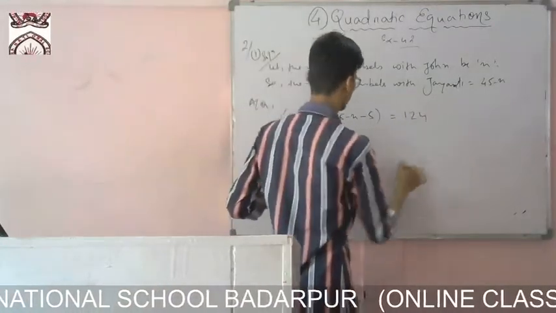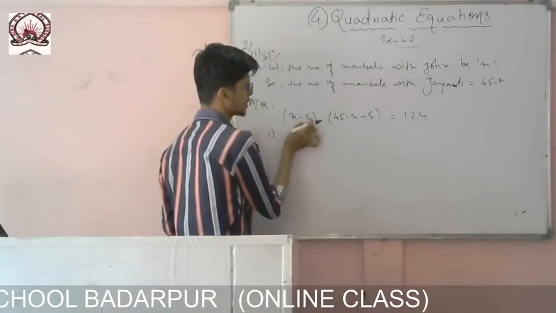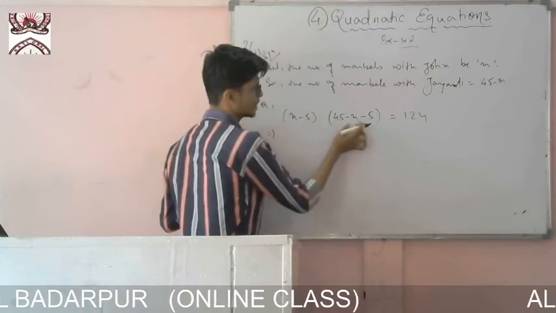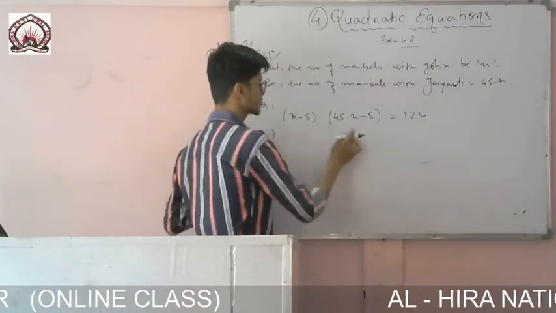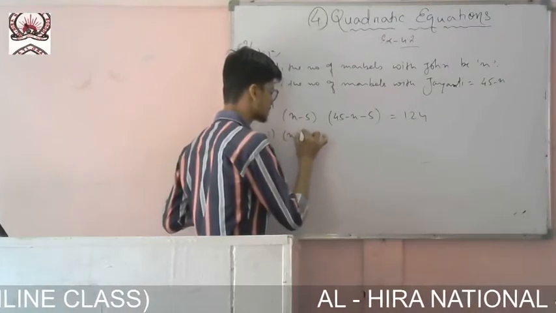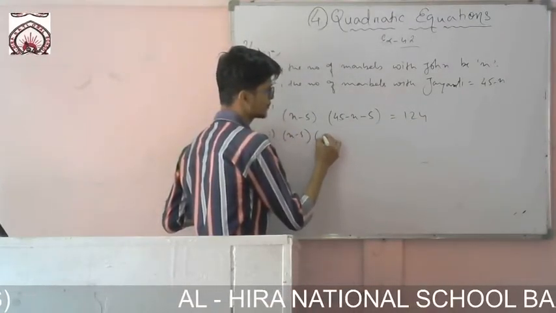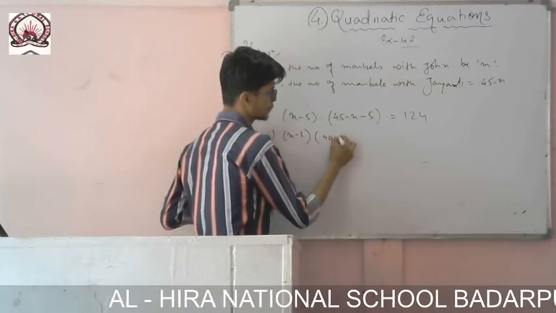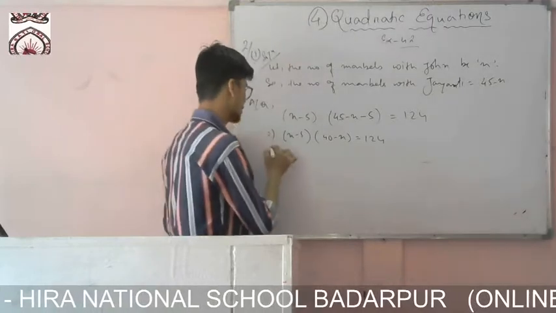124, given. So now what I have done, directly I have written he lost 5 and she also lost 5, so which will be equal to 124. Their product is equal to 124, so they are x minus 5, and here it is 45 minus 5, it is 40. So (x minus 5) times (40 minus x) equals 124. So now I will multiply.